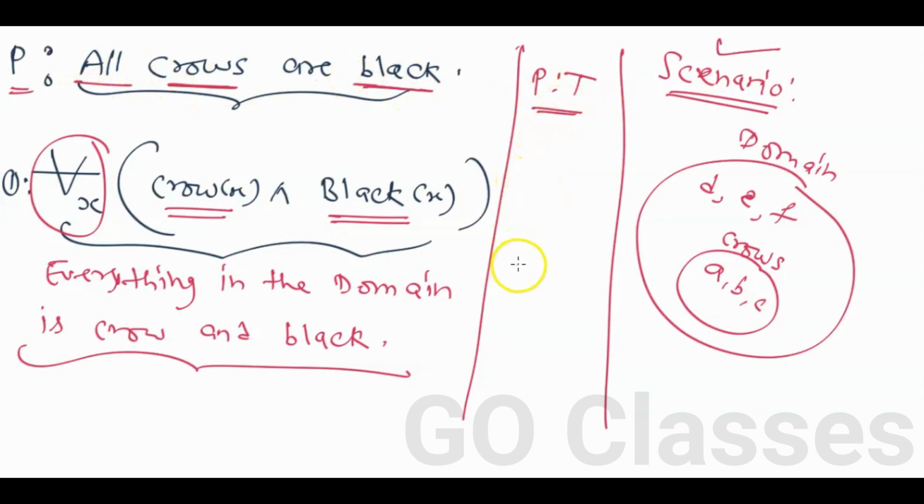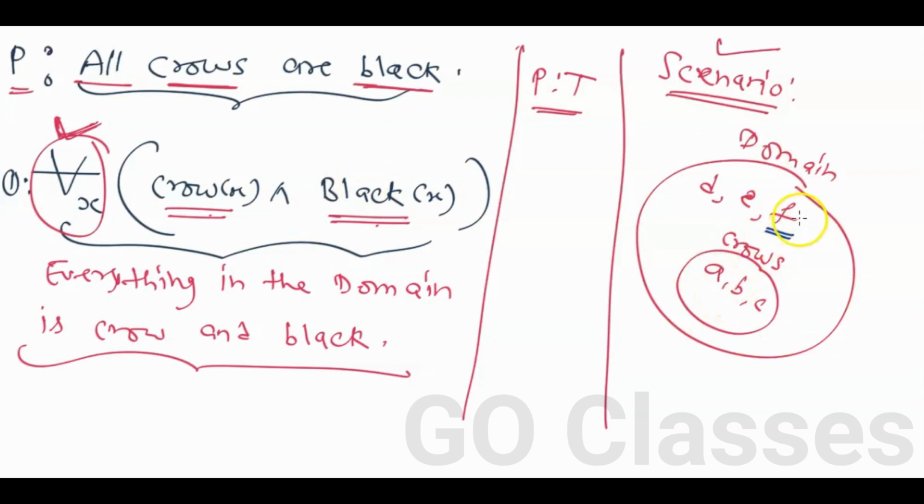But you can notice that expression 1 will become false, because expression 1 is saying that everything in the domain is a crow and black. But this element F is an element in the domain, and it is not a crow.